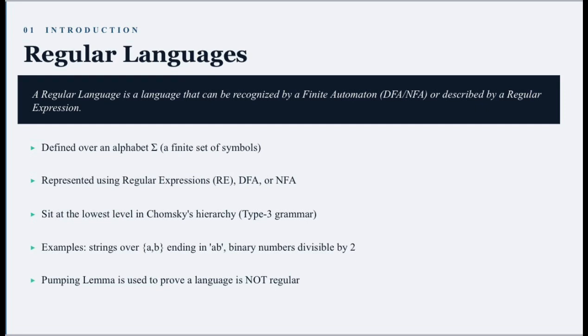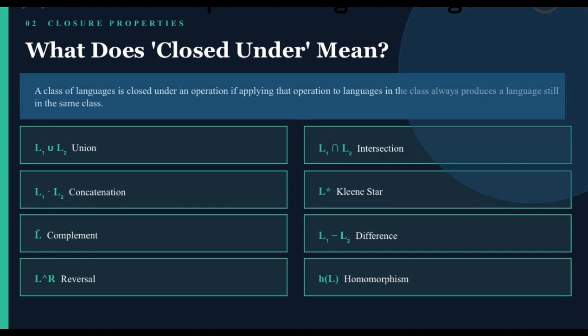These are regular languages. Now, what does closed under mean? It simply means if you take two regular languages and apply an operation on them, the result should also be a regular language. If that is always true, we say regular languages are closed under that operation. Think of it like addition of integers. If you add two integers, you always get an integer. So integers are closed under addition. Similarly, regular languages are closed under many operations. The ones we will study today are union, intersection, concatenation, Kleene star, complement, difference, reversal, and homomorphism.